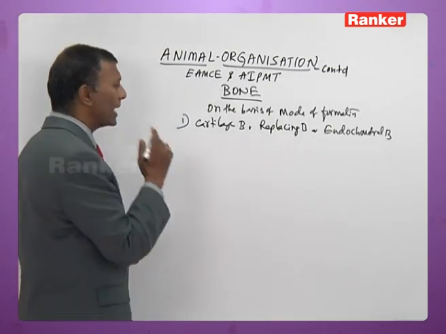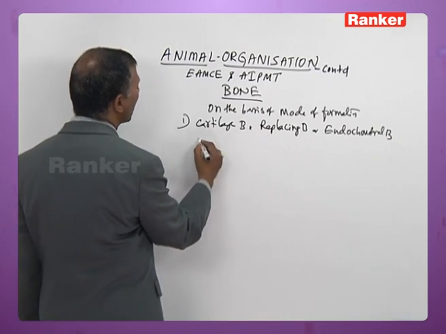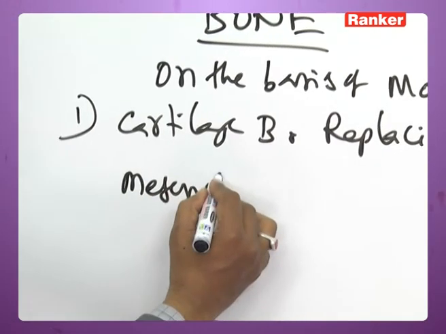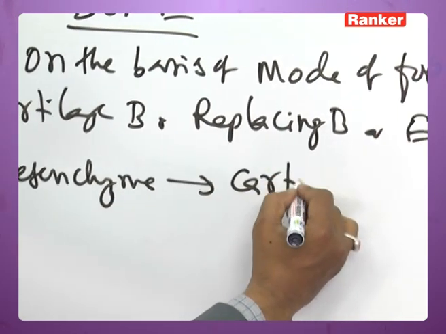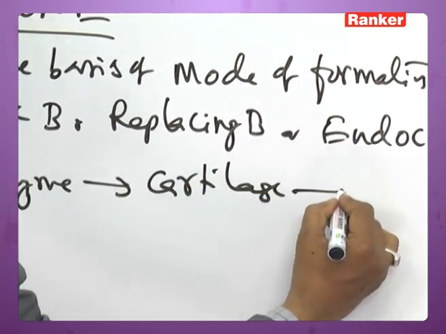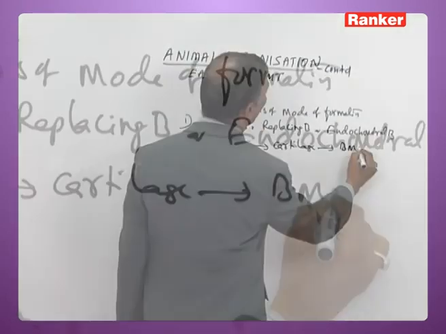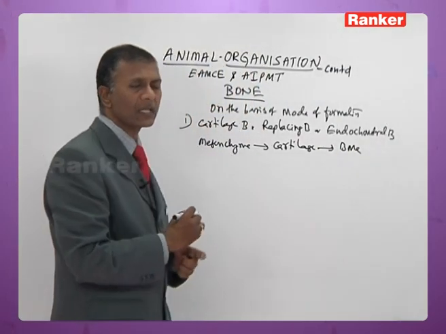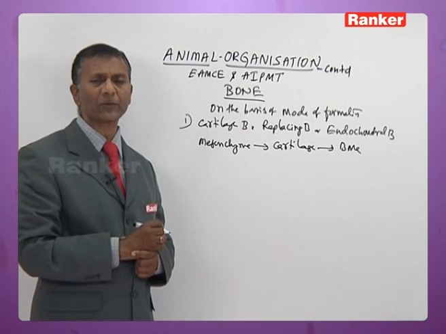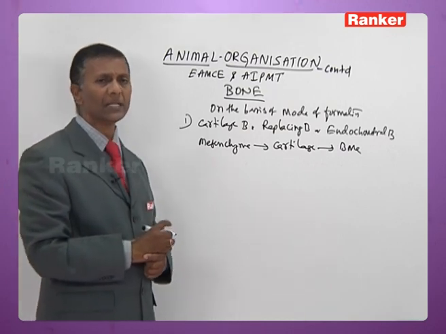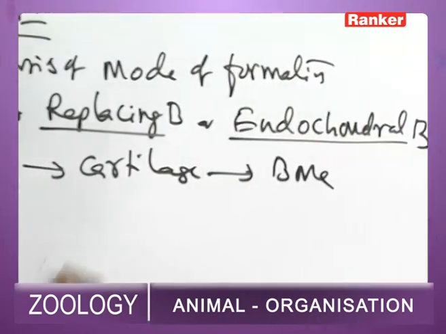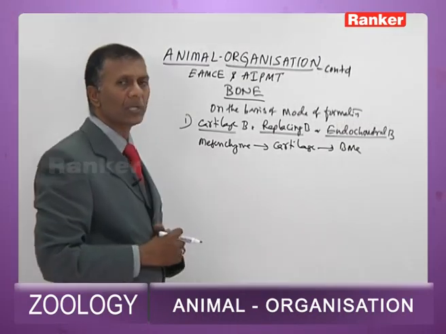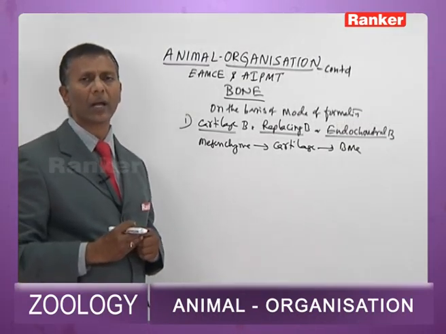Here the bone arises from pre-existing cartilage, that is, embryonic connective tissue mesenchyme gives rise to cartilage. The cartilage gets ossified to form a bone. Like that, if a bone develops from pre-existing cartilage, it is called cartilage bone or replacing bone or endochondral bone. Most of the bones in the human endoskeleton are endochondral bones.